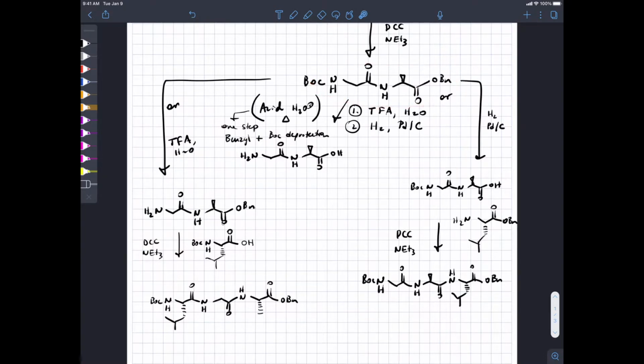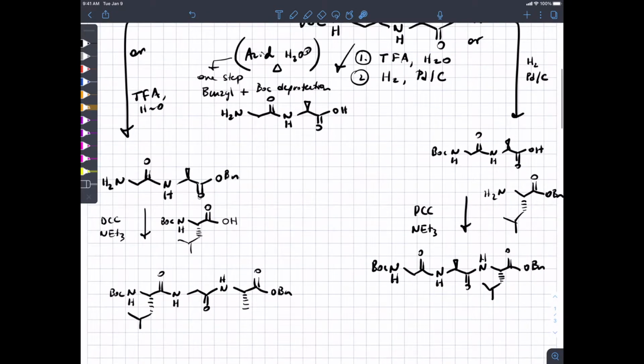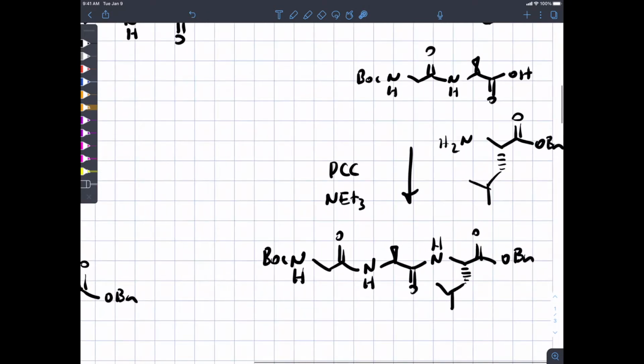So typically, the other problem with solution phase synthesis, doing synthesis in solution, is the purification of your products. Imagine this reaction where you have the dipeptide and the single amino acid. You don't want to use a large excess of one reagent relative to another because you don't want a lot of one left over that you have to purify away.